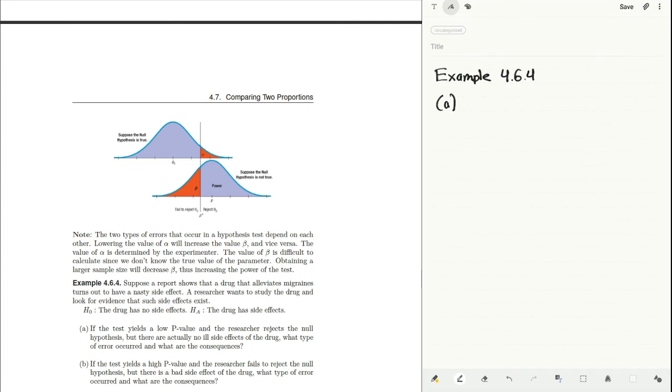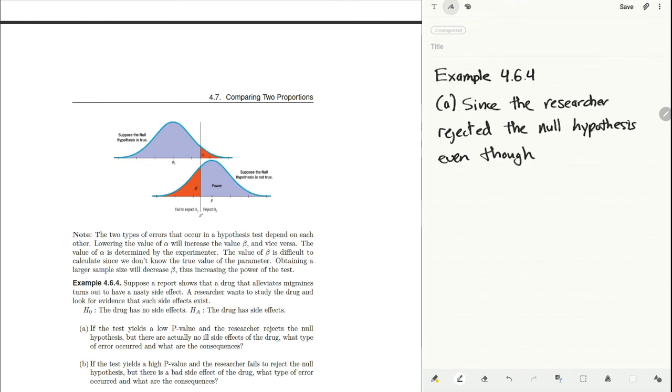So suppose that the test yields a low p-value and the researcher rejects the null hypothesis, but there are actually no ill side effects of the drug. So what type of error occurred and what are the consequences? So since the researcher rejected the null hypothesis, even though the null hypothesis is true, then this is a type 1 error.